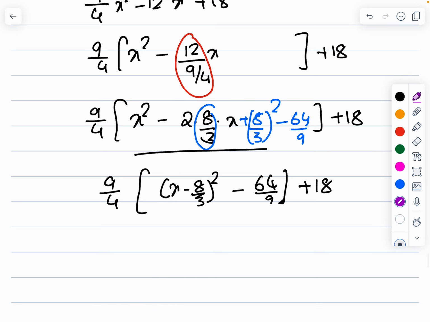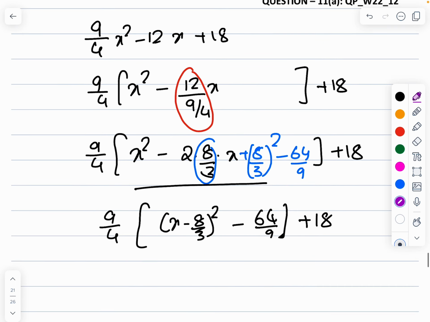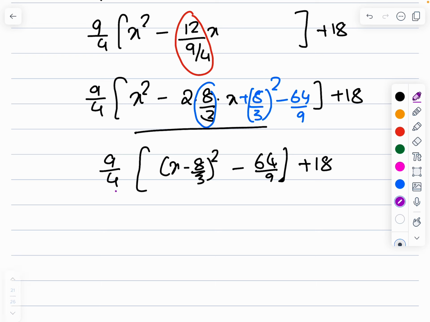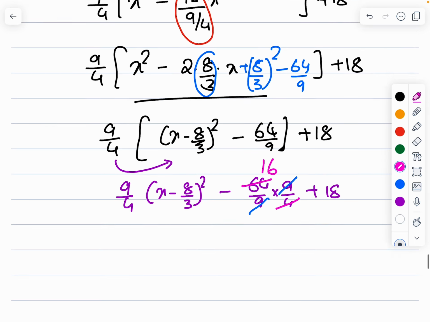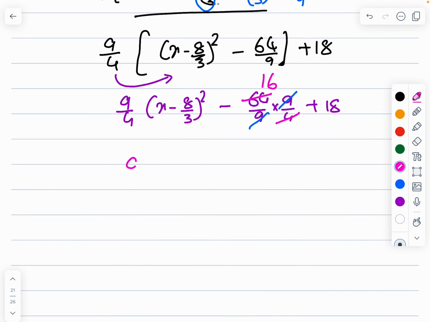Now expand it out, we want just the coordinates, so we have to expand and simplify. 9 upon 4 times x minus 8 upon 3 whole square minus 64 upon 9 times 9 upon 4 plus 18. Then 9 cancels. 4 times 1, 4 times 16. So this is 18 minus 16 is 2. So 9 upon 4 times x minus 8 upon 3 whole square plus 2.